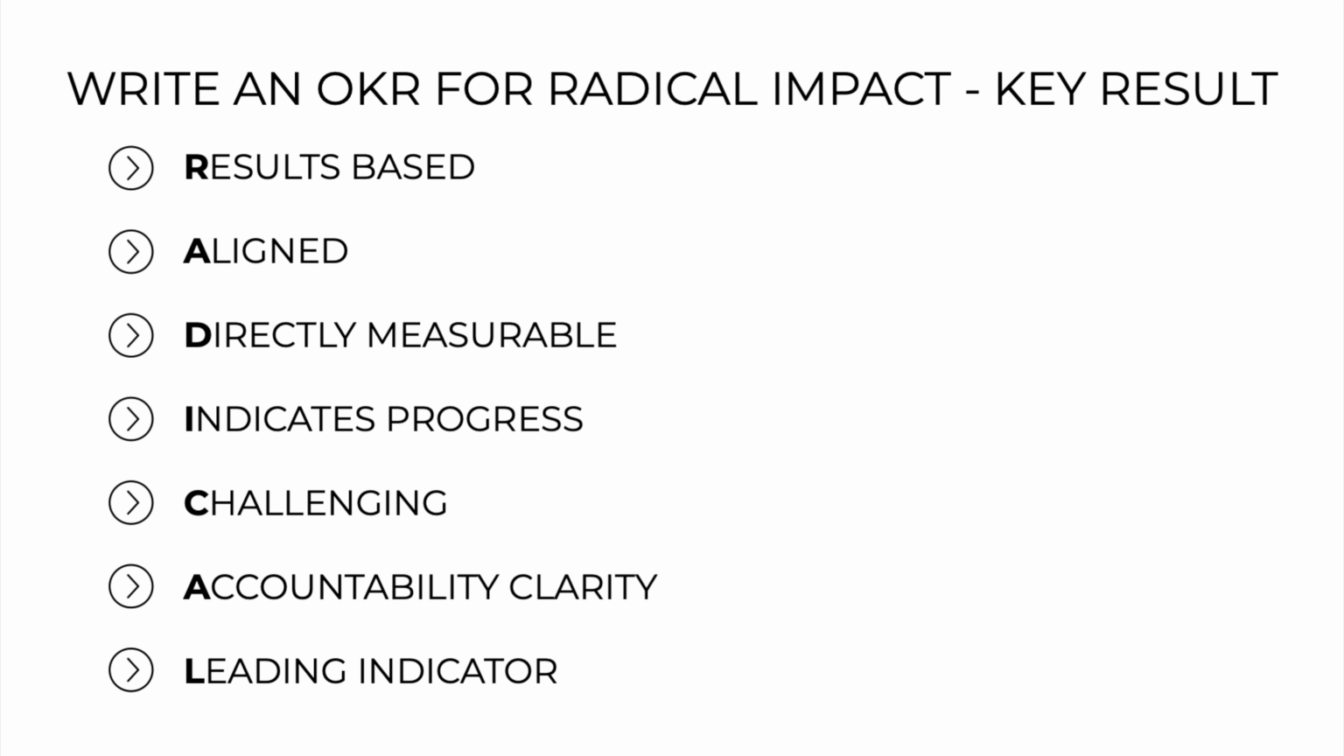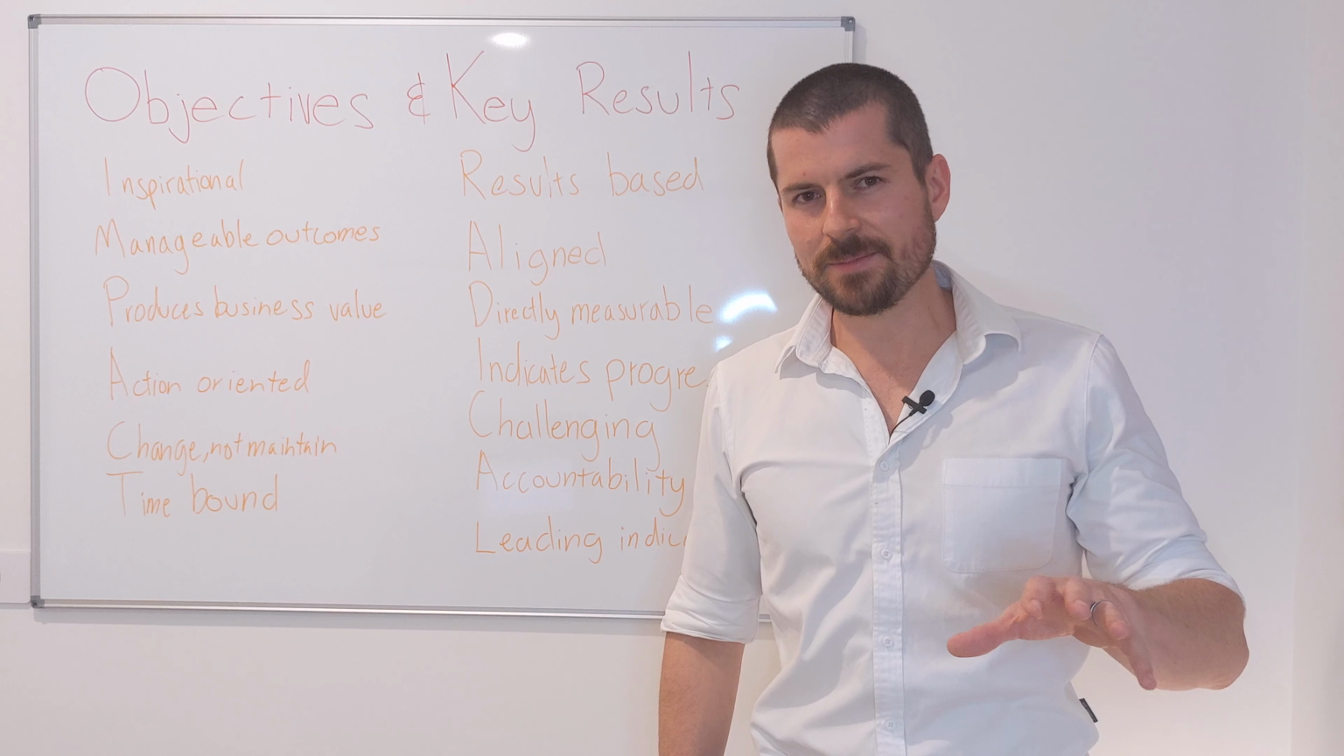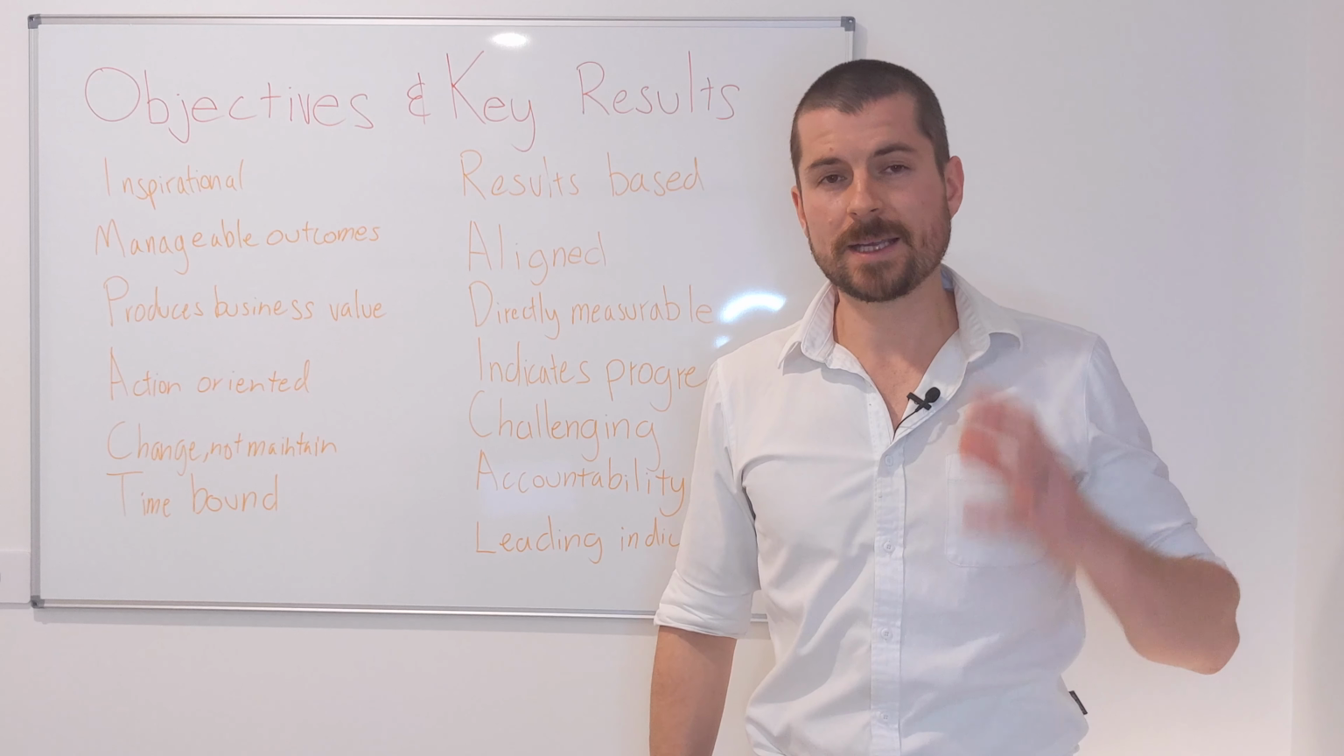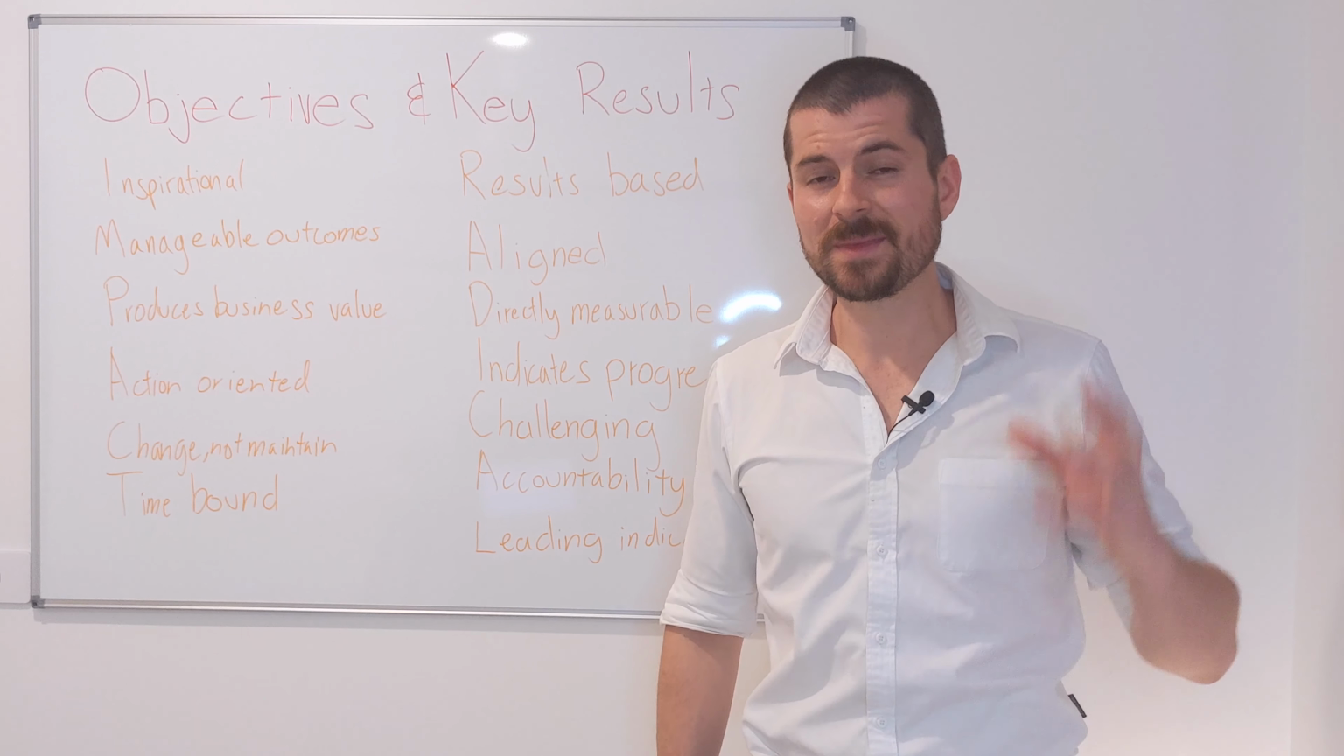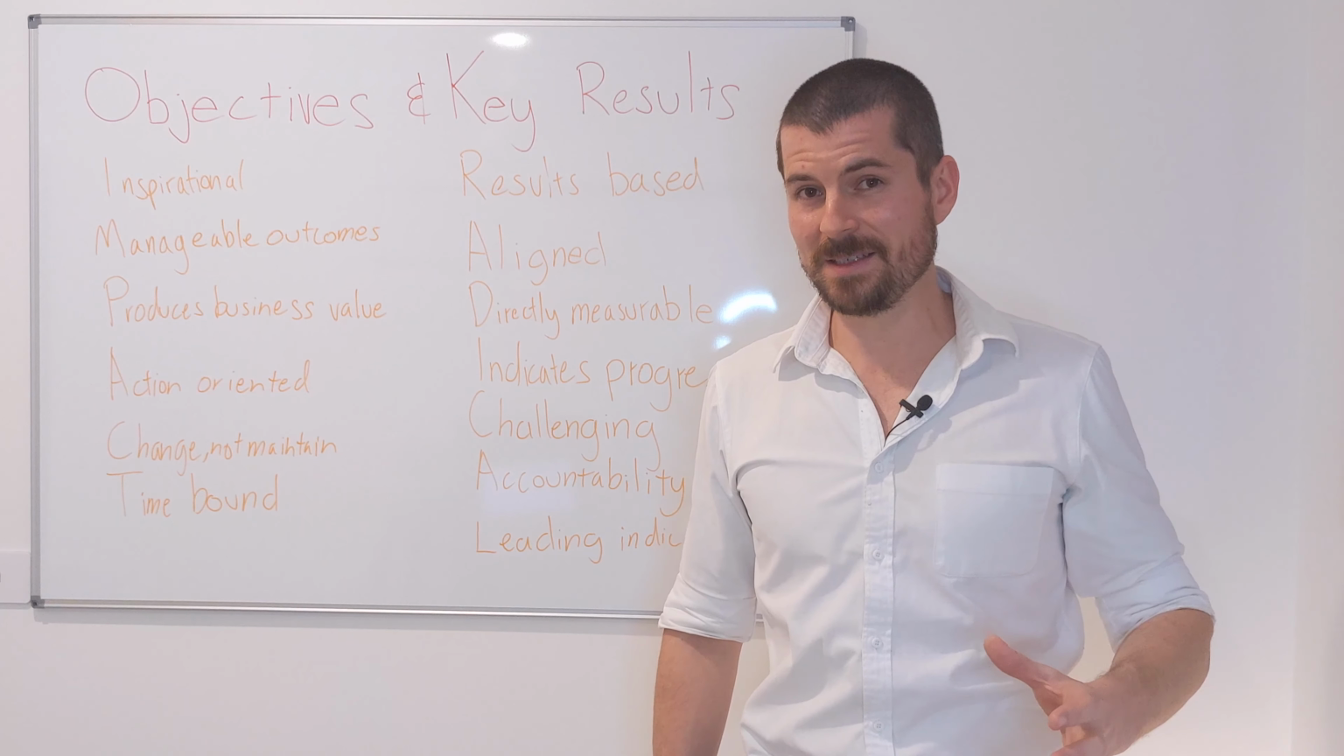They're aligned. And by that we mean they create alignment within the organization. People can work together to achieve that outcome. And that's where you get a high impact from your objectives and key results, because that force of everyone working together is utterly unstoppable. Next we have directly measurable. This one I'm going to keep simple. It's got to be a metric. For a key result to be accurate and to be effective, it needs to be measurable.